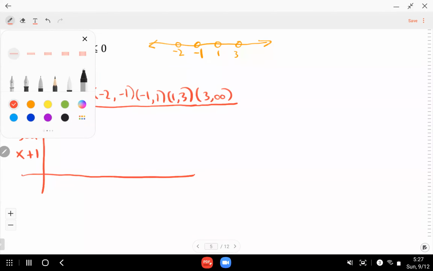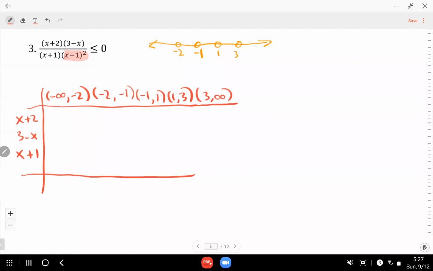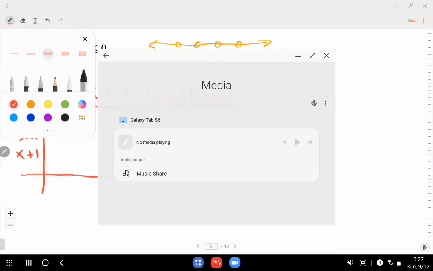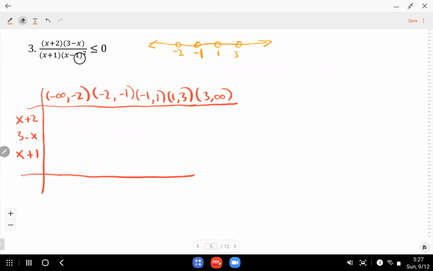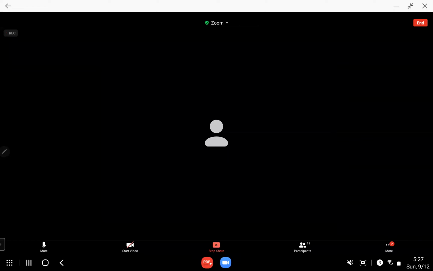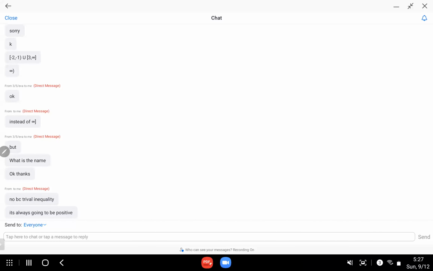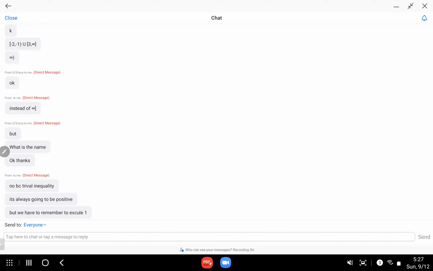So what about x minus 1 squared? Do you need to put it in the factors part? Is it important to put it in the factors part, or do we not need it at all? Do we need the x minus 1 squared? Actually, we don't. Yes, very, very good. You're going to have to exclude 1, yes.